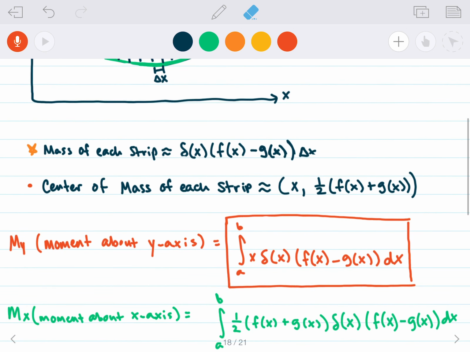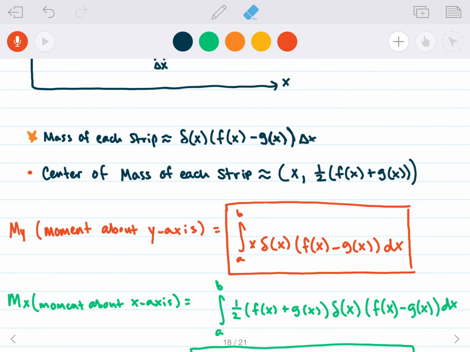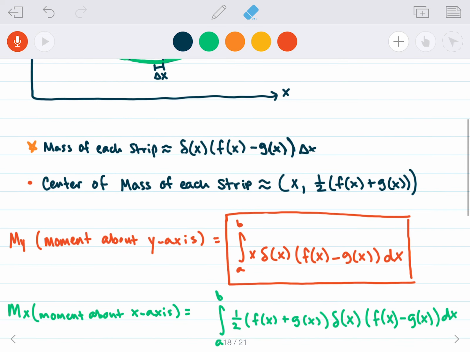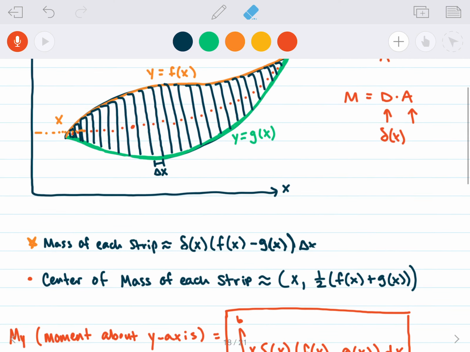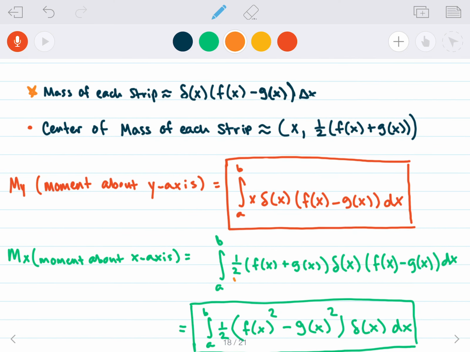Okay, great. Now the moment about x is going to look a little bit different, right? This time, the question that you should ask yourself is, what is the displacement from the center of that rectangle to the x-axis? Well, it's not going to be just y. It's going to be the average of the y's. It's going to be f of x plus g of x divided by 2. And that's where we're getting this component from. This is the displacement from the x-axis. All right, so that's that.